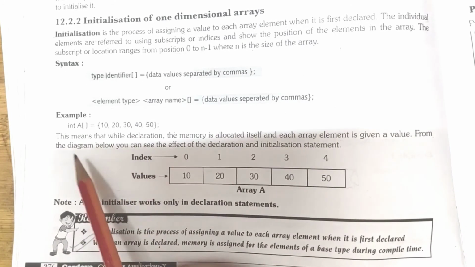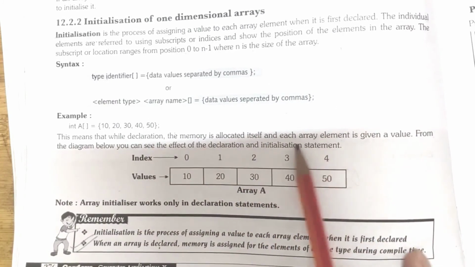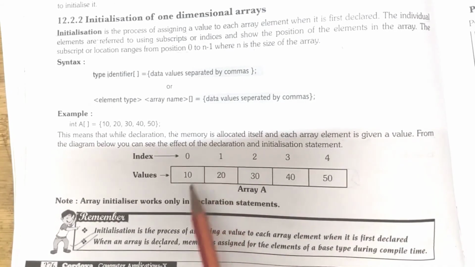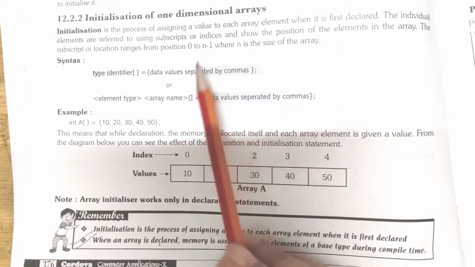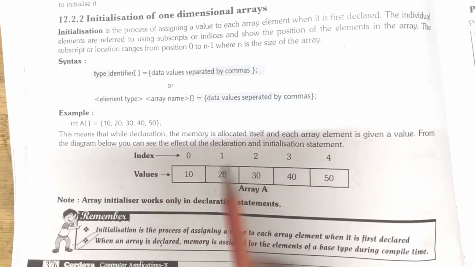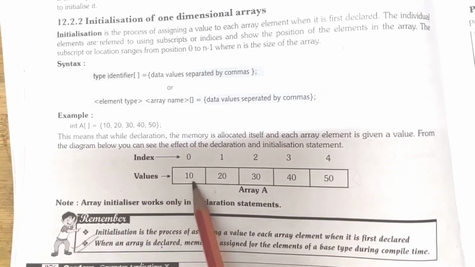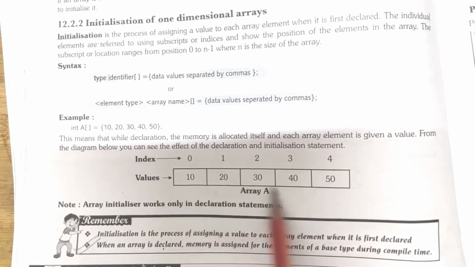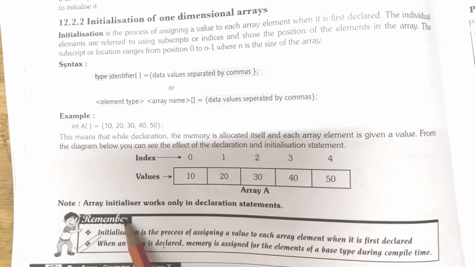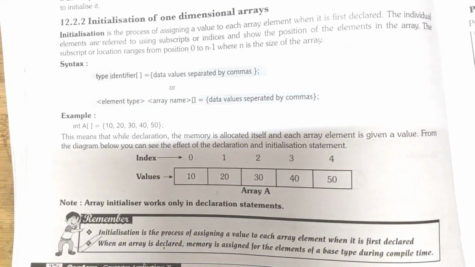Let's see the description. This means while declaring, the memory is allocated and each array element is given a value. In the diagram, as we know it is 0 to n-1, here we have 5 elements. So it's starting from 0 to 4 and the values are 10, 20, 30, 40, 50, and all these values are initialized and separated with the help of commas. Array initializer works only in declaration statements.